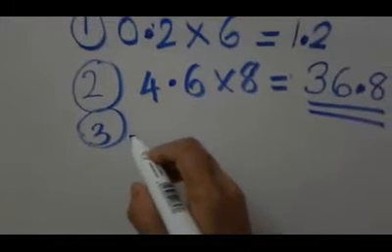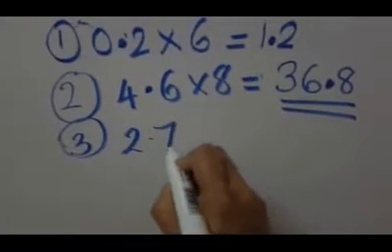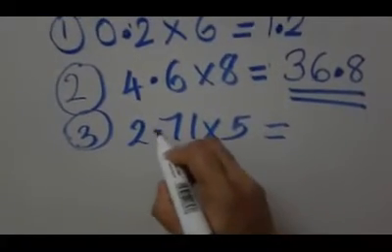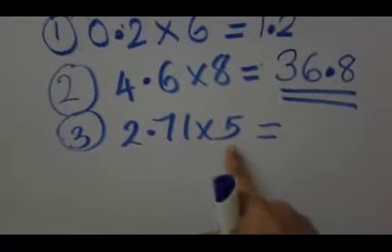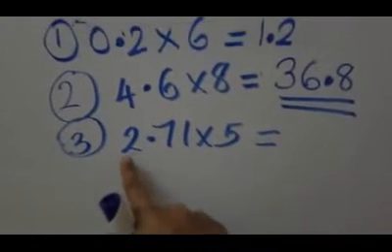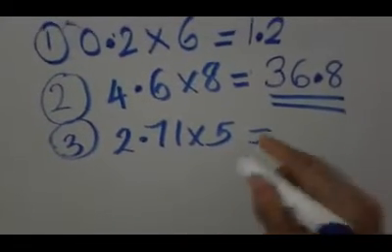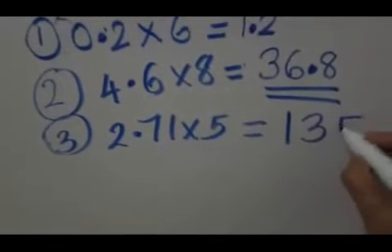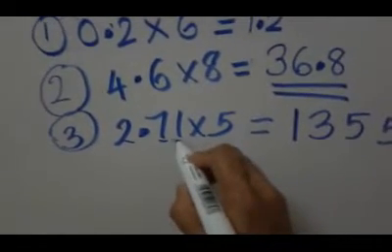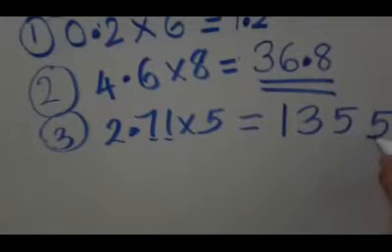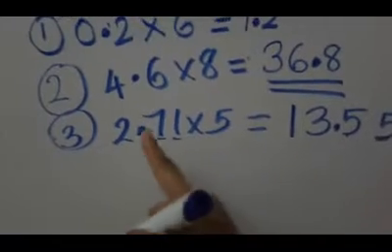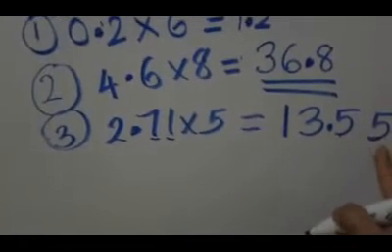If I want to multiply 2.71 into 5, here first ignore the decimal and multiply. Then you will get 271 multiplied by 5. What is 271 multiplied by 5? This is 1355. Now after the decimal to the right side, how many places? 1, 2 places. So from here you have to start counting 1, 2 numbers, then put a decimal. So the answer is 13.55.